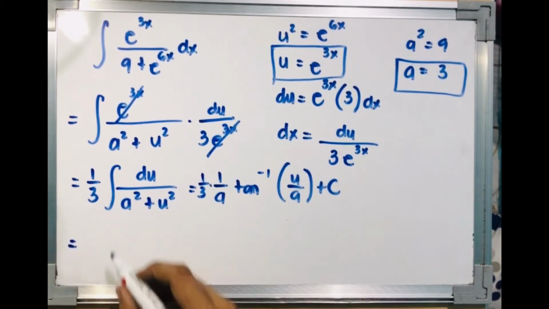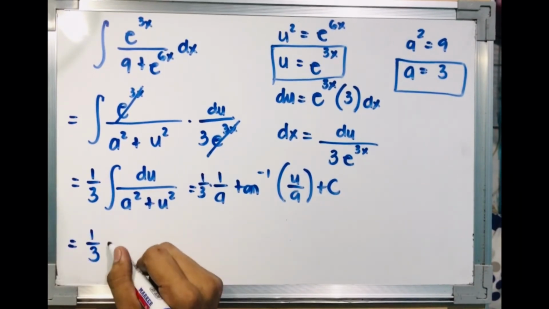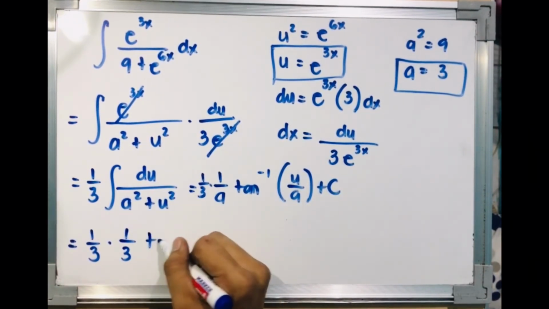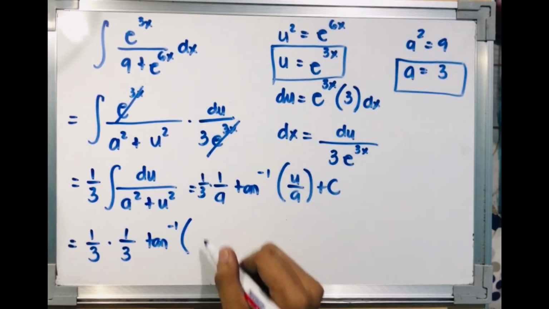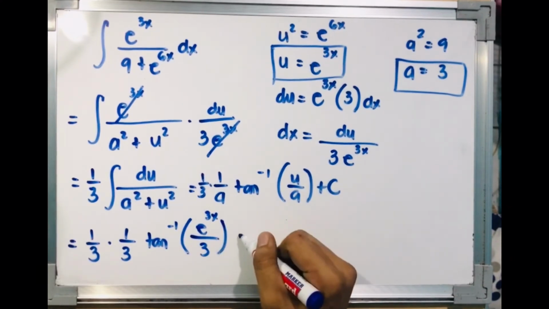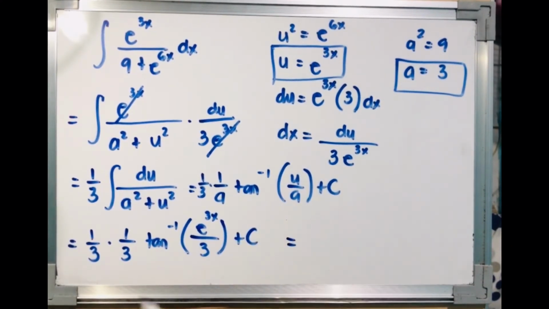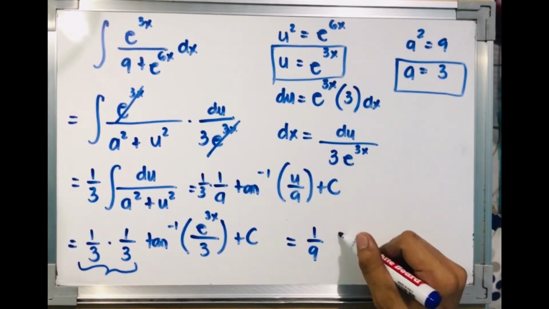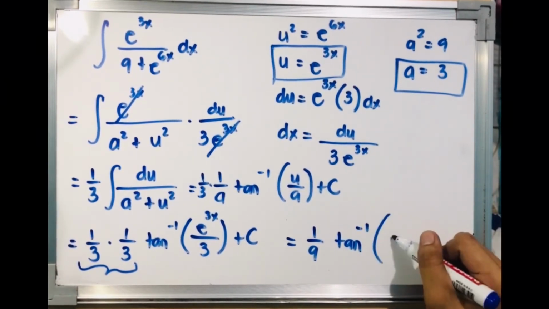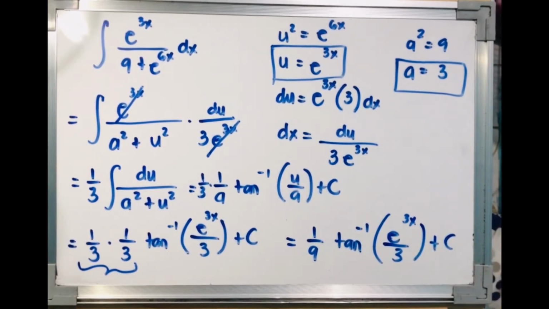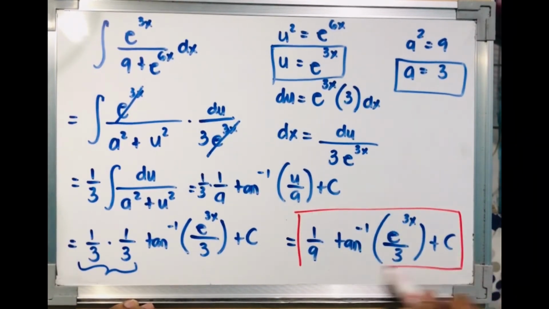So, yan. We have your 1/3 multiplied by 1 over a, which is, what's my a? That's 3. Tangent to the negative 1. What's my u? That's e raised to 3x. What's my a? That's 3. And then plus c. And the final answer, kasi pwede mo itong i-combine, that's 1 over 9 arctangent of e raised to 3x over 3 plus c. And this is the final answer to this problem.